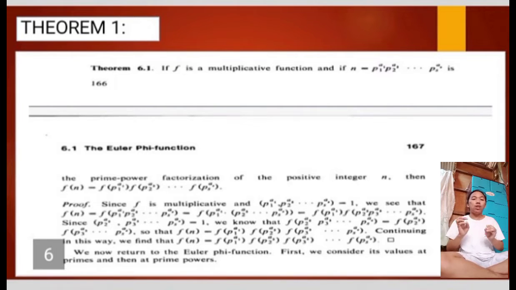And this is the continuing, and we find that the function f of n is equal to p sub 1 raised to a sub 1, p sub 2 raised to a sub 2, and p sub 3 raised to a sub 3, all the way to p sub s raised to a sub s. And we considered its values at primes and at prime powers.